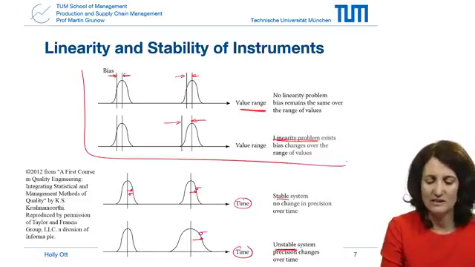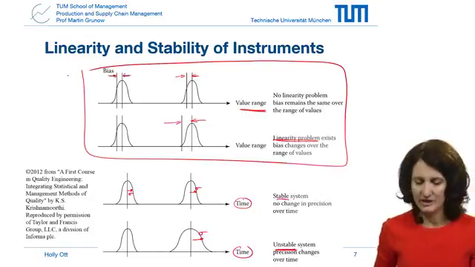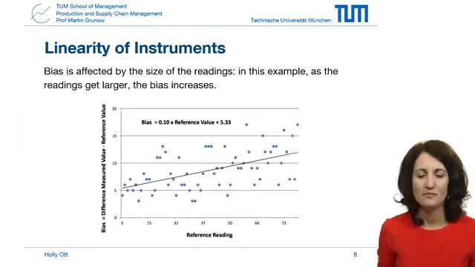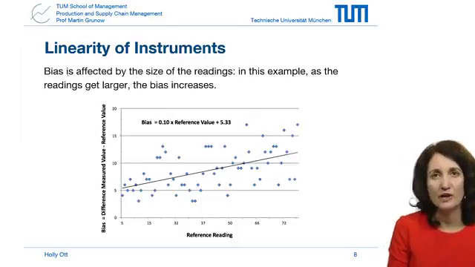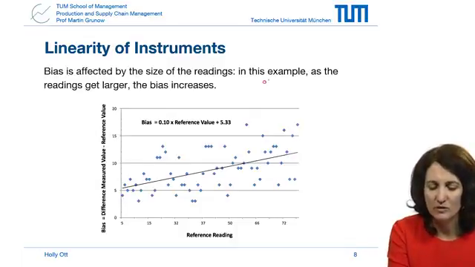We want to have an example now of linearity. This is an example taken from the textbook. It's a case study comparing speedometers. So the old speedometer for a car is under evaluation.